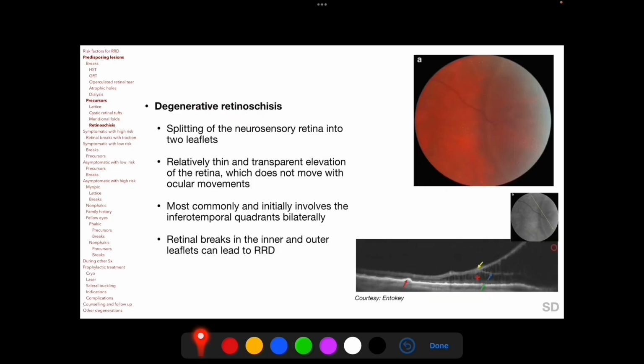Degenerative retinoschisis, as seen here in this clinical photograph, is a splitting of the neurosensory retina into two leaflets, as seen here in this OCT B scan. The retinoschisis appears as a relatively thin and transparent elevation of the retina, which, unlike an RRD, does not move with ocular movements. Degenerative retinoschisis most commonly and initially involves the inferotemporal quadrants bilaterally, and retinal breaks occurring in both the inner and outer leaflets of a retinoschisis can lead to RRD.